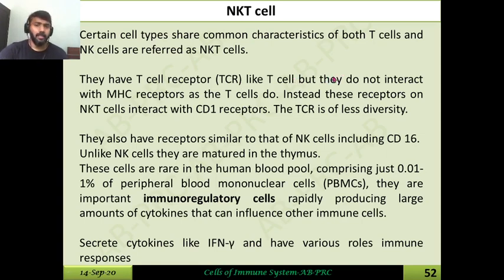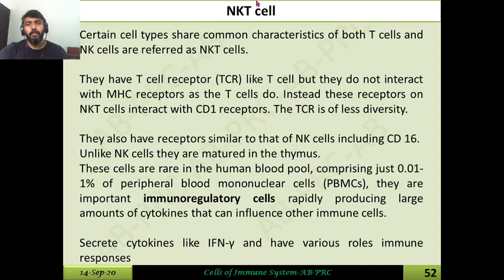but still there is a T cell receptor, but this TCR will not interact with MHC molecule, but instead it interacts with another receptor called CD1 on the target cell. Moreover, this TCR is not that diverse for interaction with antigens. And similarly, they are matured in the thymus. The maturation process of this NK T cell occurs in the thymus. So these two are the features similar to that of T cells.